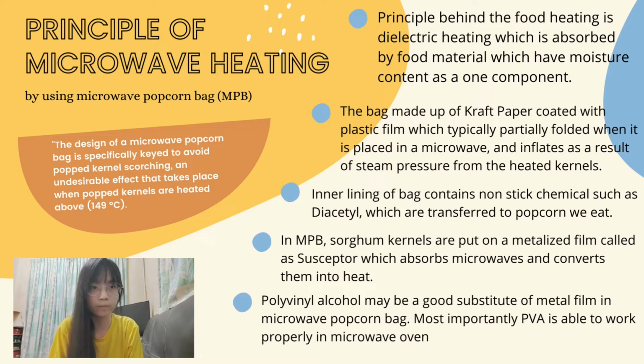In MPB, sorghum kernels are put on a metallized film called a susceptor, which absorbs microwaves and converts them into heat. Polyvinyl alcohol, which is PVA, may be a good substitute for metal film in microwave popcorn bags, and most importantly, PVA is able to work properly in a microwave oven.